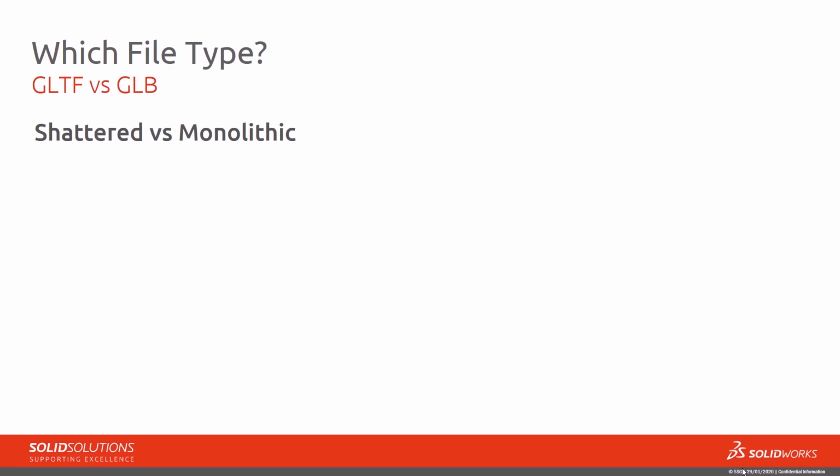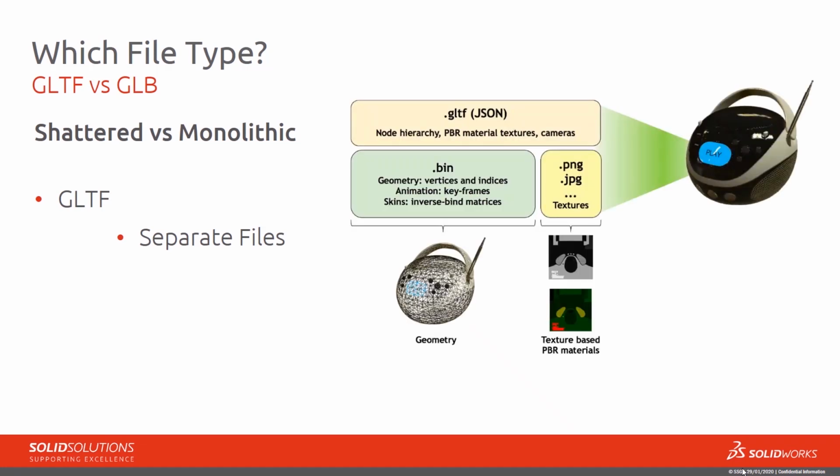So before we look at the exported options, the two file types I was offered there were a GLTF or a GLB file type. So what's the difference between them? The two items are either a shattered or monolithic version of the same file. So GLTF, this is the shattered version. So in this case we have separate files for the geometry, the appearances, cameras, the textures as well, all joined together but exported out as separate individual files.